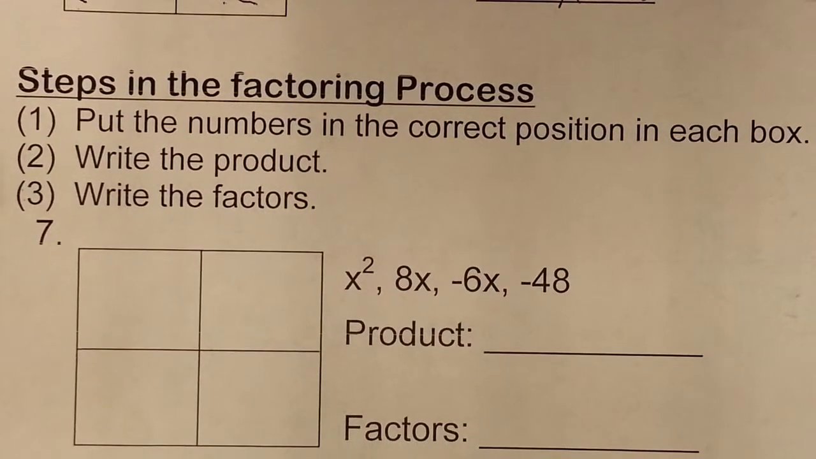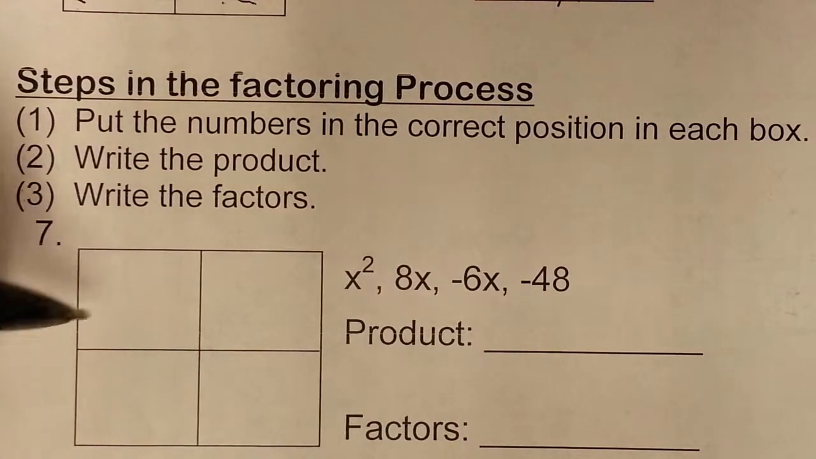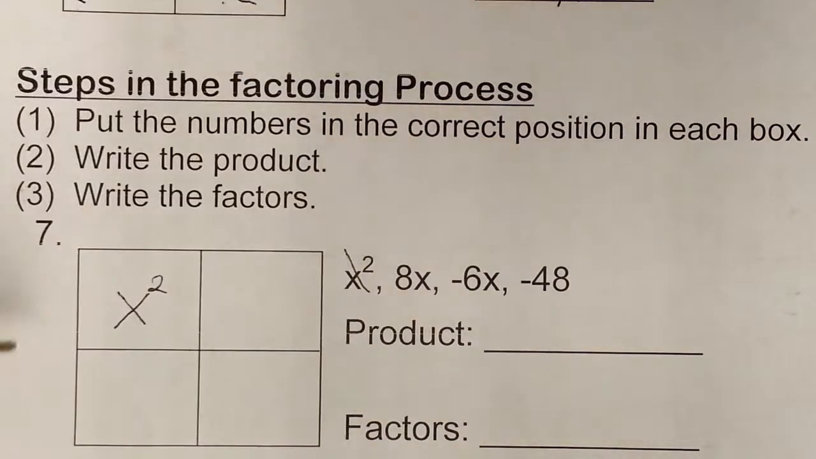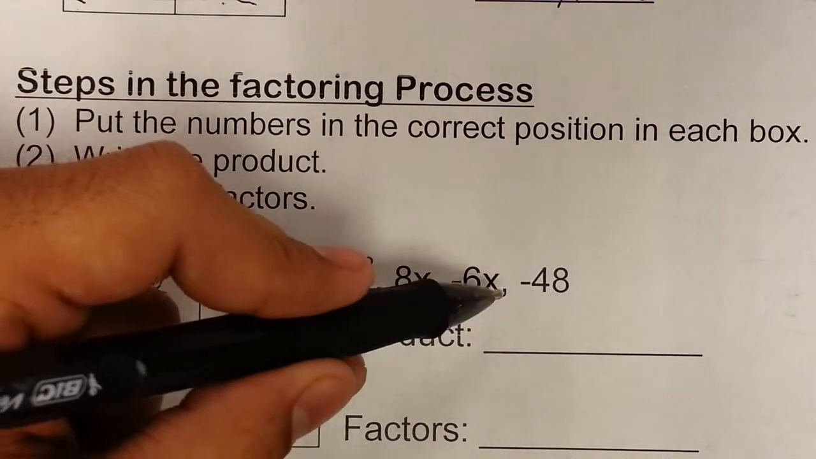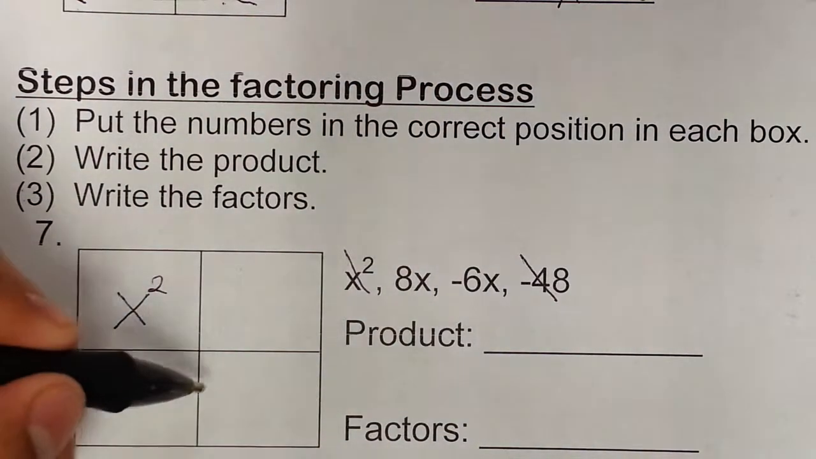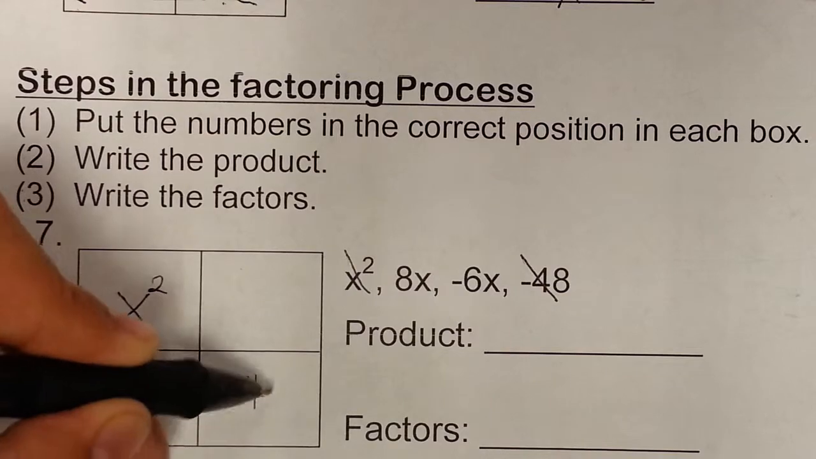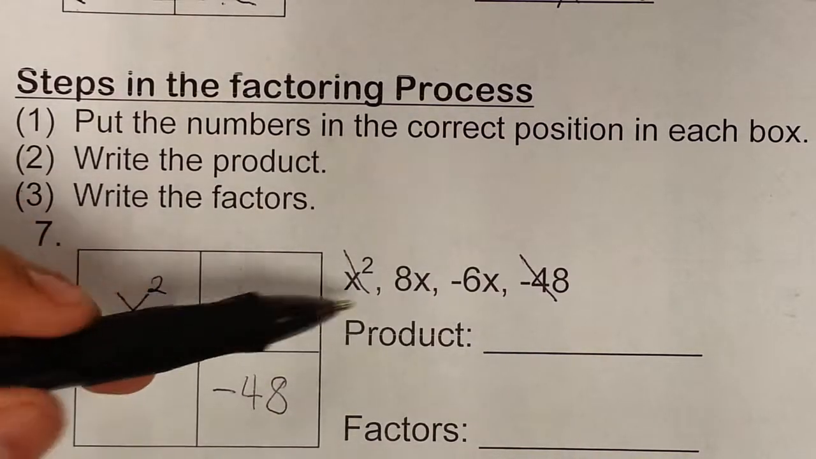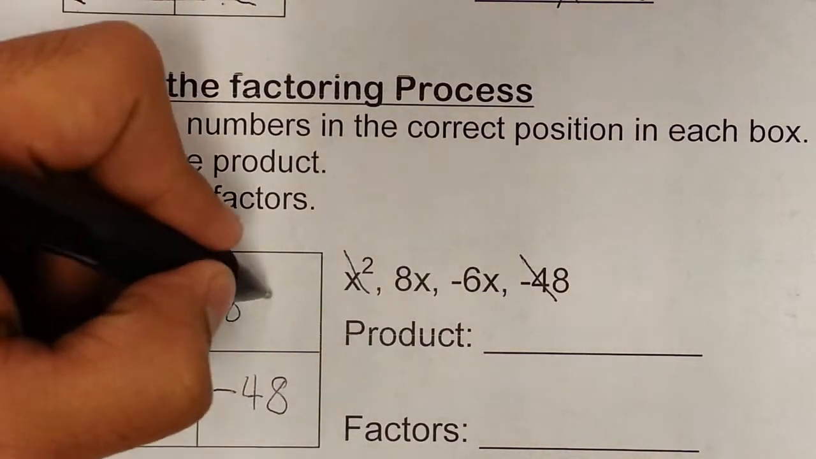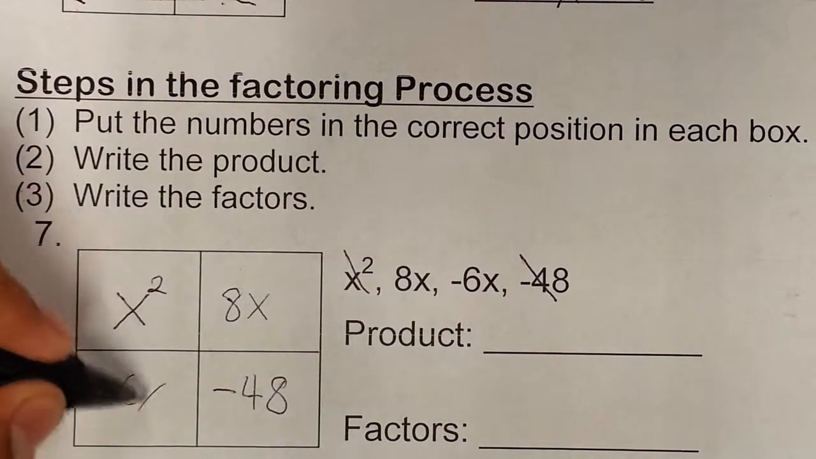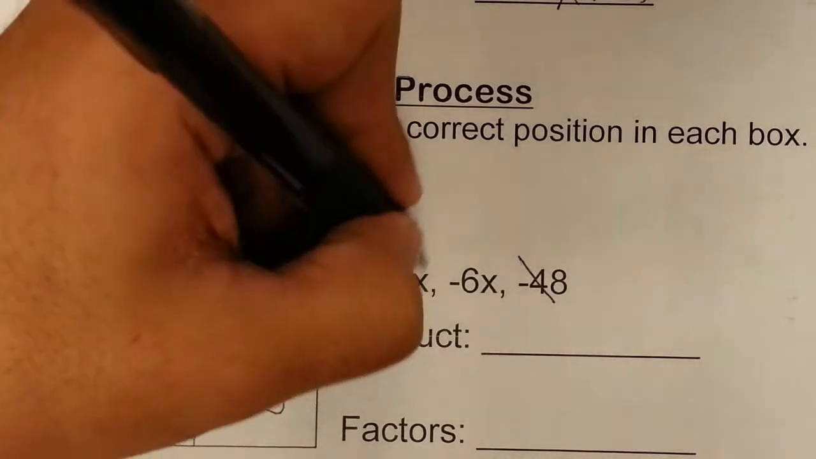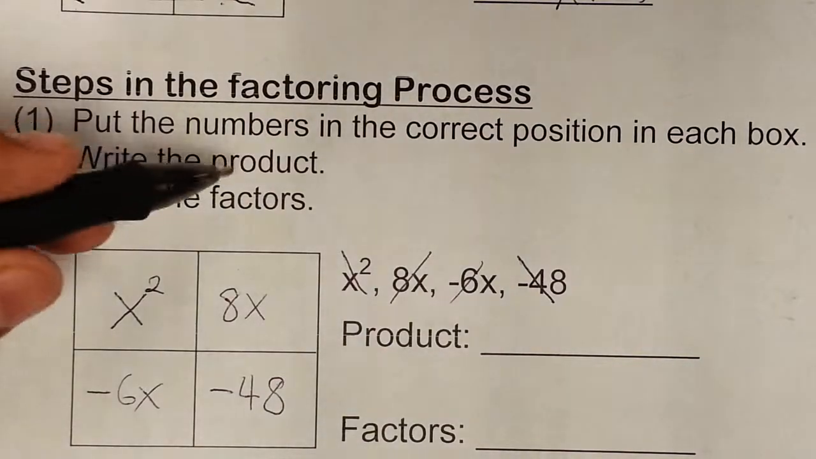For number 7, remember our x squared term always goes in this top left box. We've accounted for the x squared term. Now our c value, our constant, goes in the bottom right box. And 8x and negative 6x, the other two, can be filled in wherever you need to fill them in. I'll fill them in here, but you could have put the negative 6x right here and the 8x here. We've accounted for those.